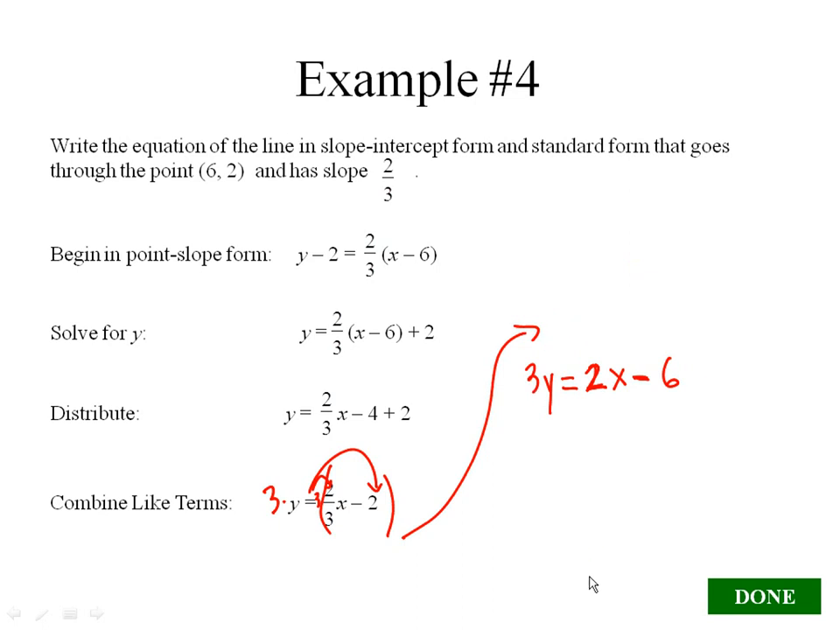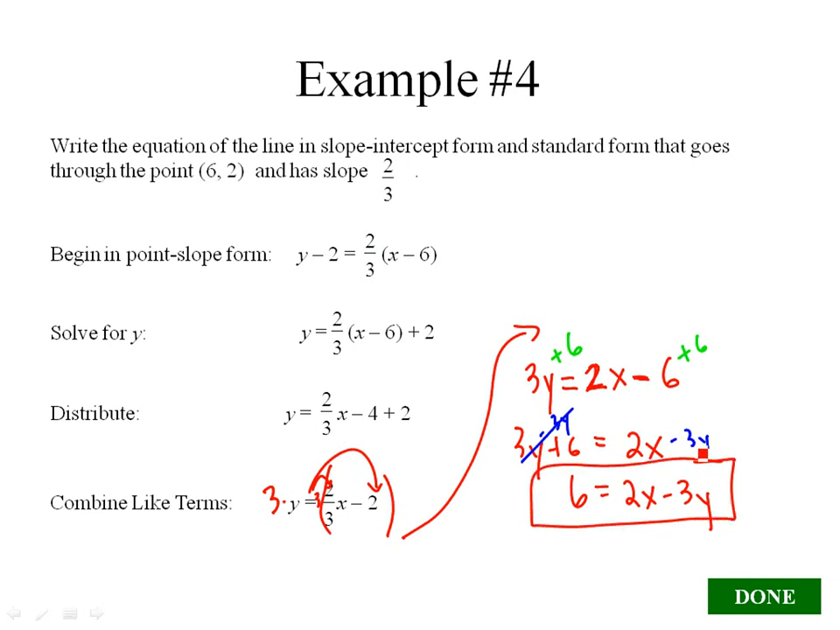So let's first add 6. We will get 3y plus 6 equals 2x, and then I will subtract the 3y. We get 6 equals 2x minus 3y. Now, this equation is in standard form.